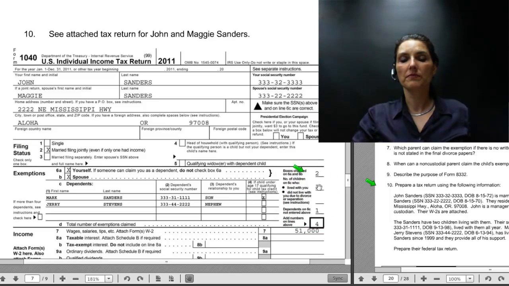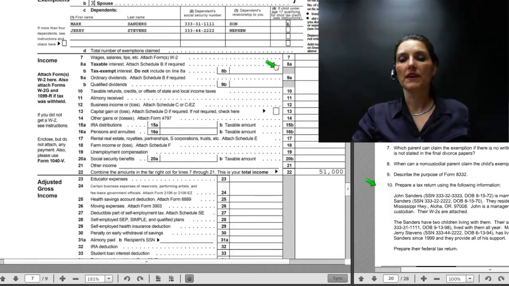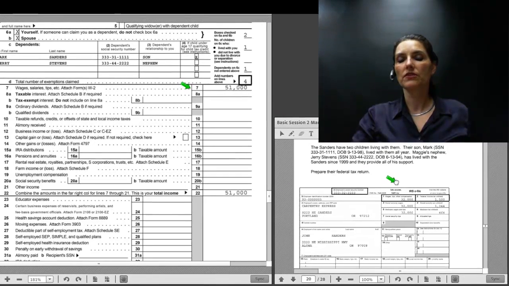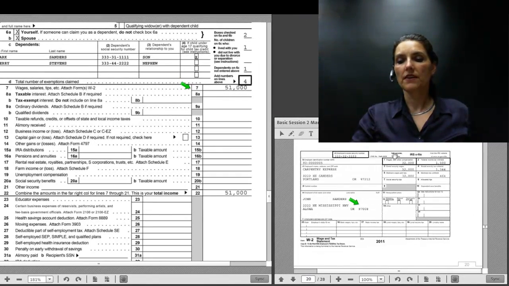Next, we have on line 7, $51,000. That is the amount of income that the Sanders had for the year. It pulls from their W-2s. One of the W-2s shows $32,000 of income. The other W-2 shows $19,000 of income. You combine those two amounts and you get $51,000.